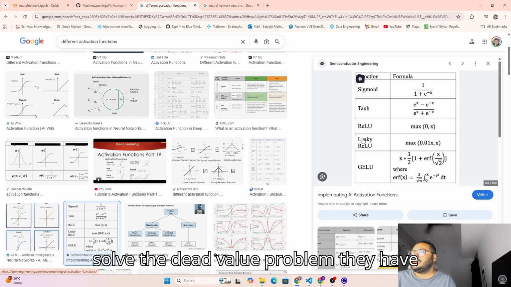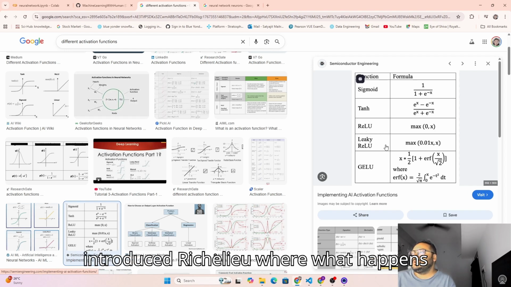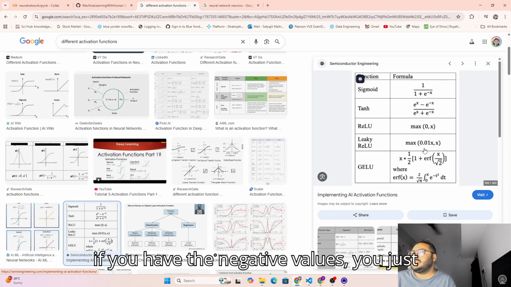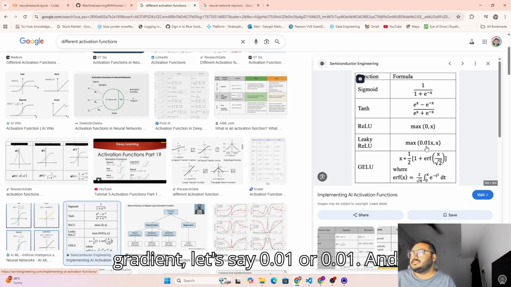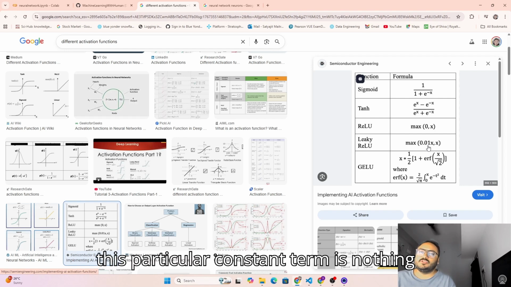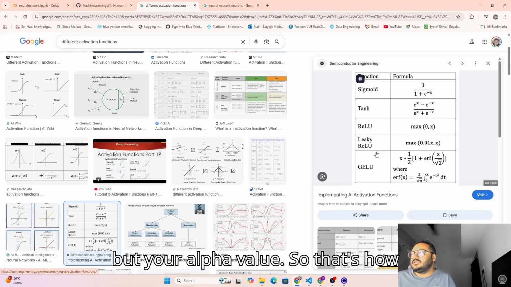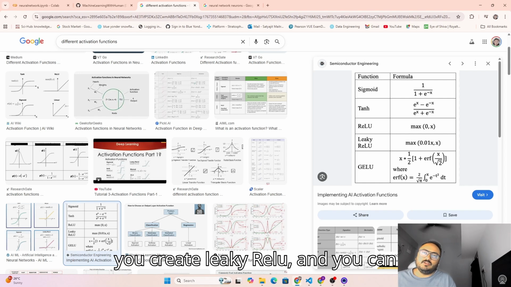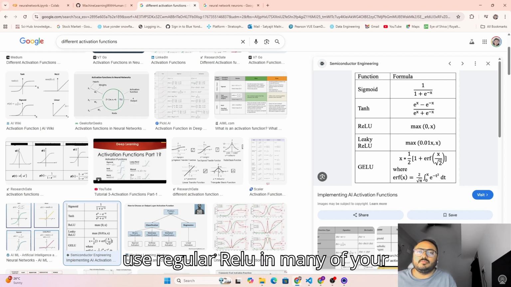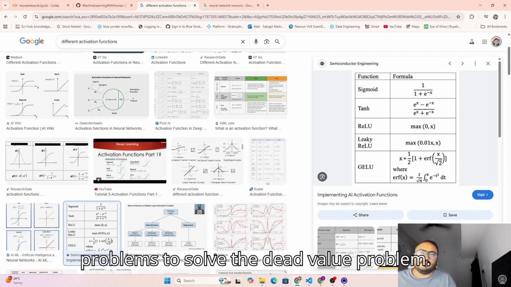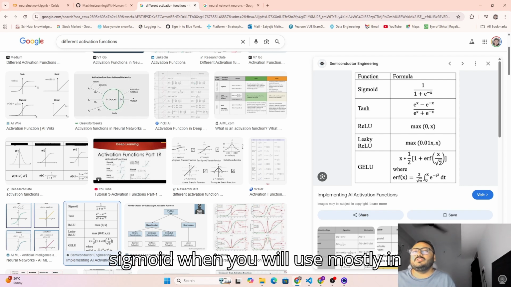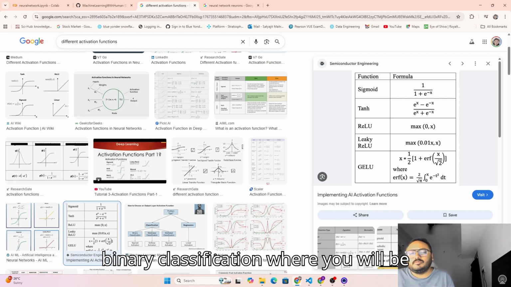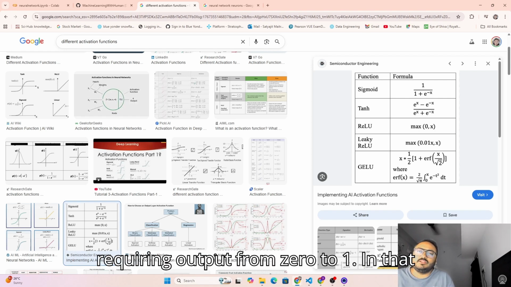To solve the dead ReLU problem, they introduced leaky ReLU, where if you have negative values, you multiply the value with a very small gradient, let's say 0.01 or 0.001, and this constant term is your alpha value. That's how you create leaky ReLU, and you can use it in many of your problems to solve the dead ReLU problem. Now the next one is sigmoid. You will use sigmoid mostly in binary classification, where you require output from 0 to 1.